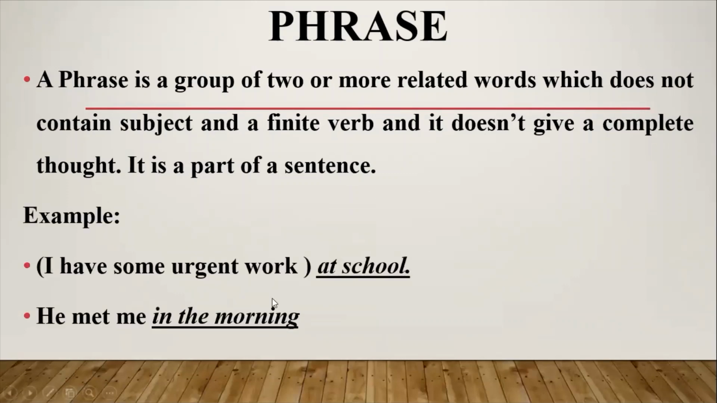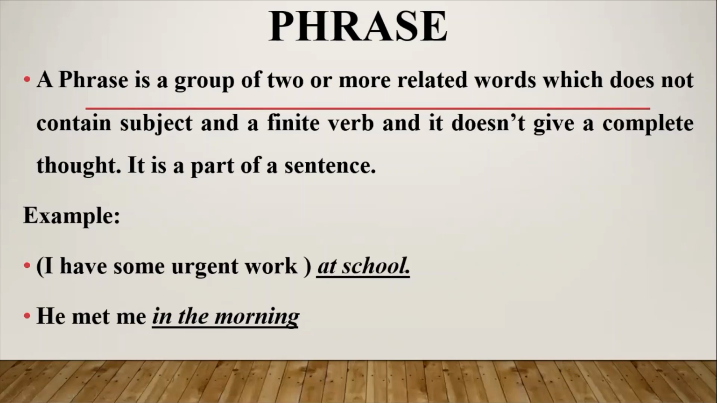I have some urgent work at school. So what is a phrase? Two or more related words which does not contain a subject or a verb. So in the sentence, at school does not have a subject or a verb, and it is incomplete. It is just a part of a sentence. So this is a phrase here. At school, which is underlined here, is the phrase. He met me in the morning. So in the morning, there's no subject or a verb, and it is incomplete. So this is a phrase in the below sentence.